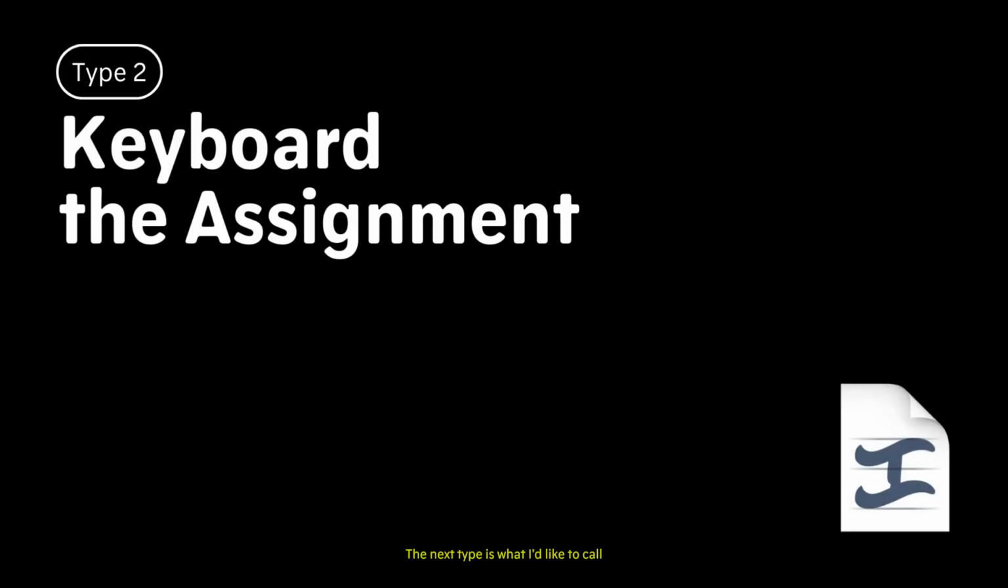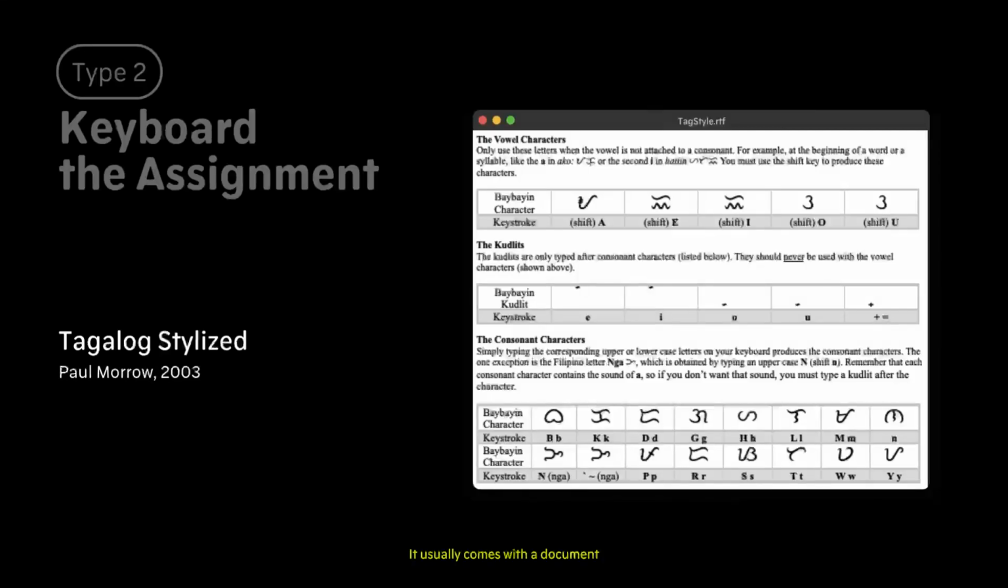The next type is what I'd like to call keyboard reassignment. In this type, the characters are assigned to specific letters in an existing keyboard as a maneuver. It usually comes with a document explaining how to access the symbols and marks and which keys to press. The sample here is Tagalog stylized by Paul Morrow from 2003.